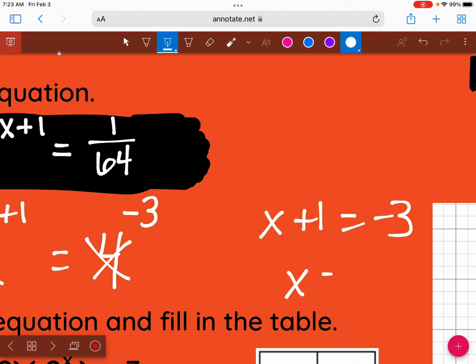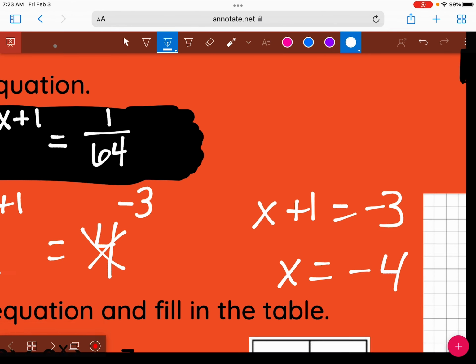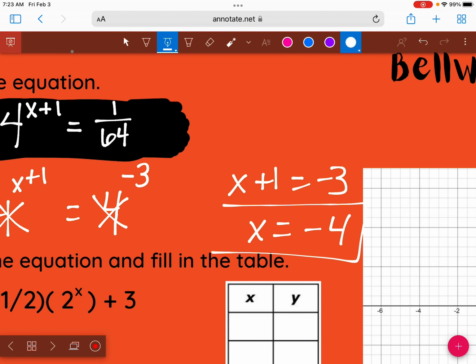So what is x here? Subtracting 1 from both sides, and it's negative 4. Good? Cool. All right, so yes, our solution here is negative 4. Awesome. Any questions about that one? Okay.